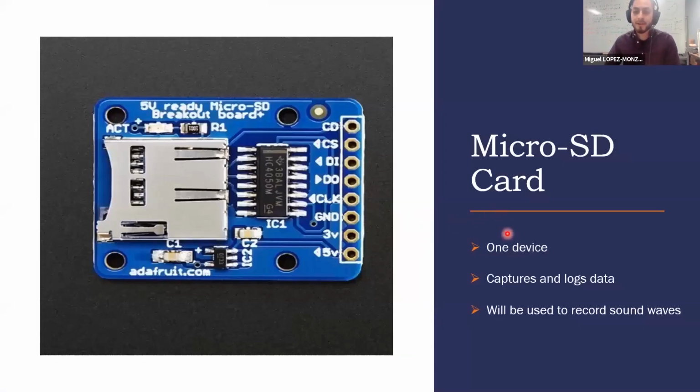This is a micro SD card that we'll be using today. We're using one of them. This is what we're going to use to catalog and be able to read all the data of the sound waves that we pick up later in the project.